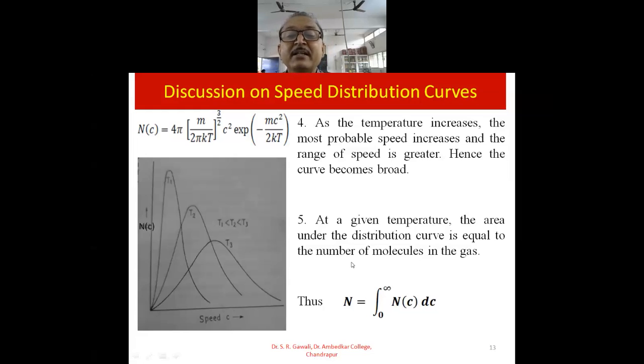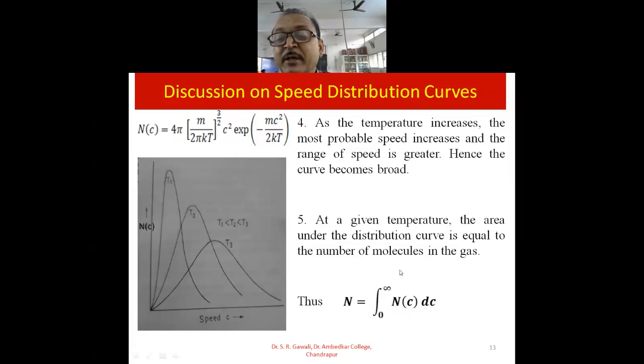Then the fifth conclusion that can be drawn from this curve: at a given temperature, you can take any curve. For any curve, the area under the distribution curve is equal to the number of molecules in the gas. So the area under the curve is nothing but n, the number of molecules present in the ideal gas. It is given by n is equal to the integration from 0 to infinity of n of C into dC.